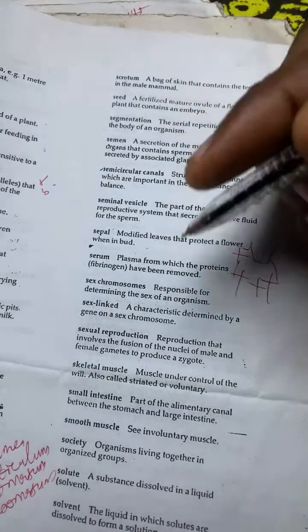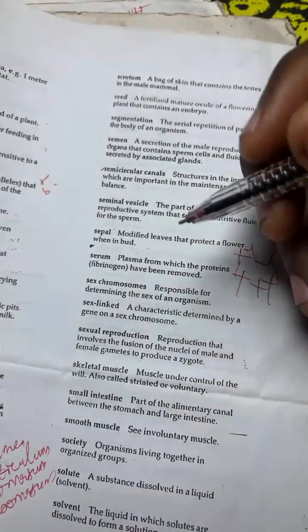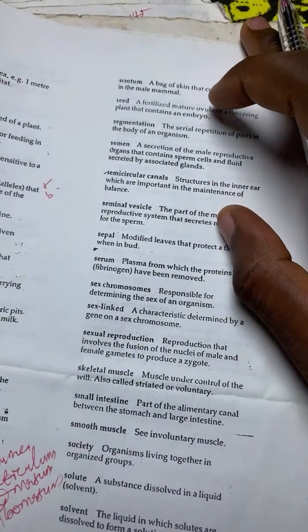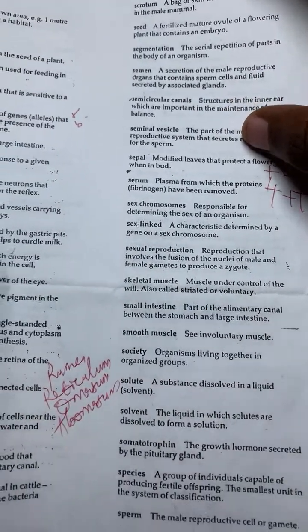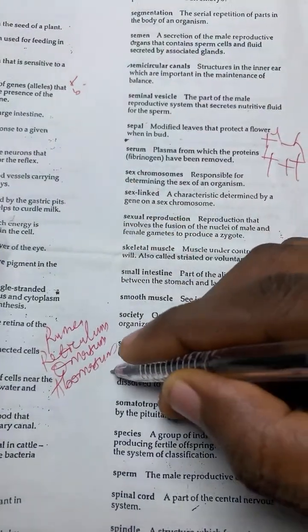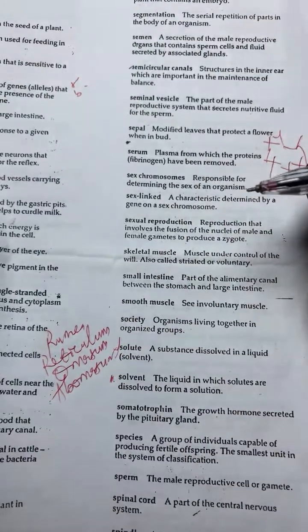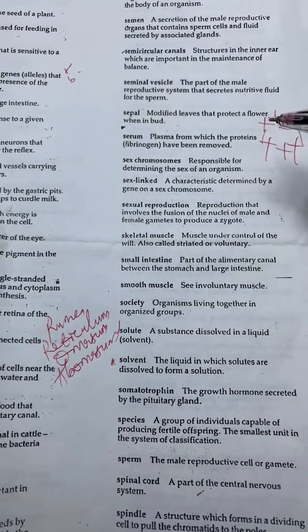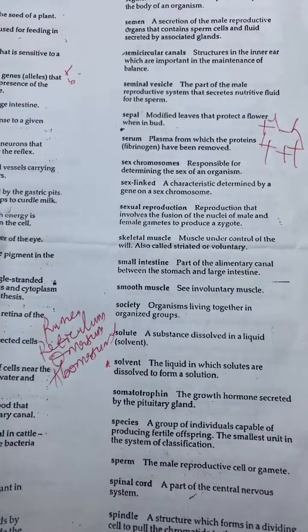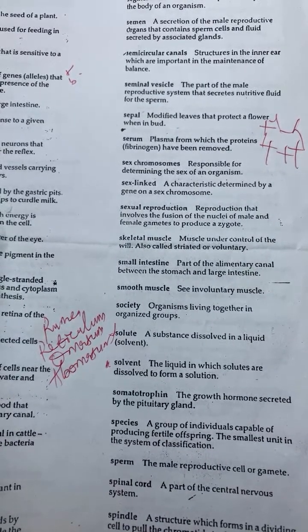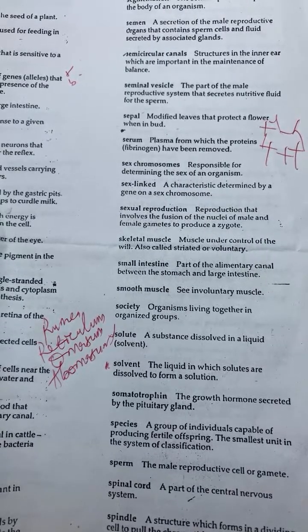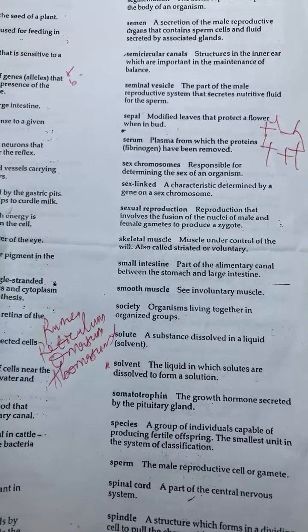Good. Now move on to society. Organisms living together in organized group. Solute, a substance that dissolved in a liquid, specifically a solvent. Move on to solvent. Solvent, a liquid in which solutes are dissolved to form a solution. Somatotrophin, the growth hormone secreted by the pituitary gland. Then now we have species, a group of individuals capable of producing fertile offspring.